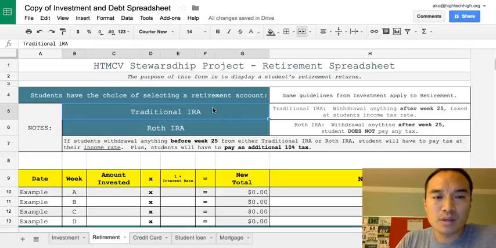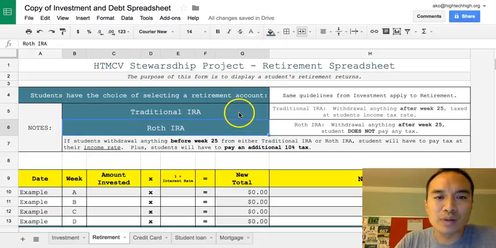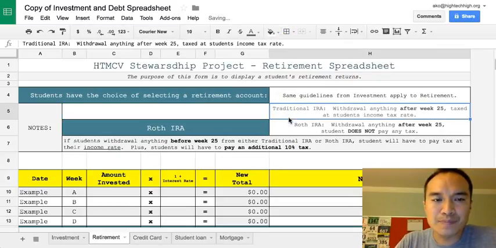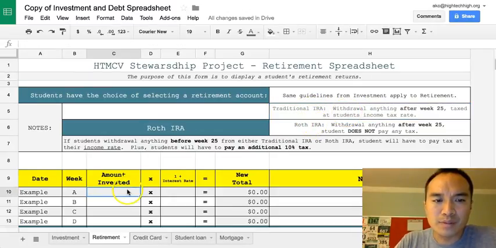The student, again, it'll say it in the Co-Teach University My Kids Bank account. But let's just say they chose a Roth IRA. So let's make this like that. And the differences between the two are right here. All right, so let's go through this.